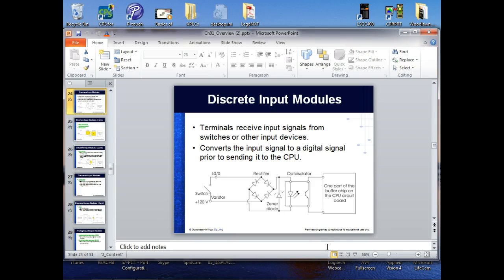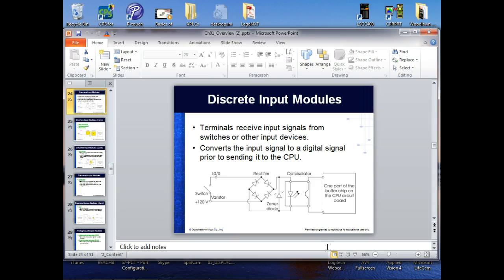This is an AC module. So basically, when we get an input bit, we can have AC or DC. So this is an AC input module. Your computer has no idea what AC is, because it's an electronic device. Electronic devices work off what we call direct current, which is current in one direction. Everybody understand that?